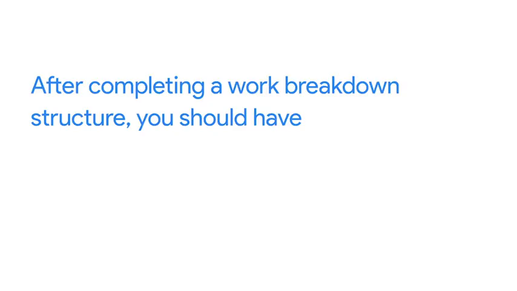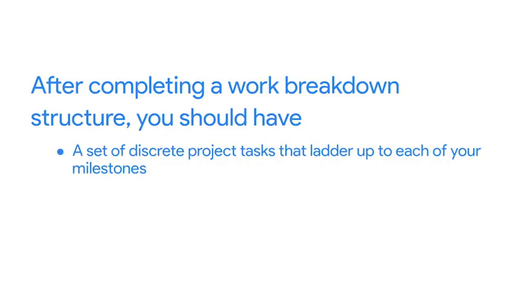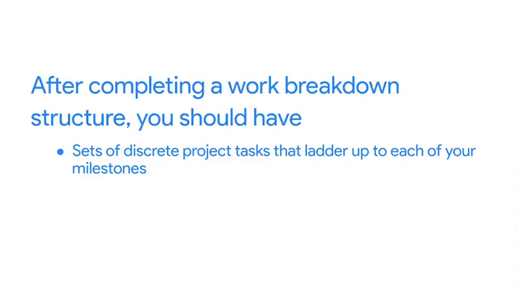Okay, so after completing a work breakdown structure and organizing those tasks in a spreadsheet, a few things should be clearer to you. First, you should have a set of discrete project tasks that ladder up to each of your milestones. You and your teammates will know exactly what needs to happen to reach your first milestone, and the milestones after that. Second, you're now in a good position to assign those tasks to members of the project team. Each person should have a clear understanding of the tasks they own and the order in which they need to complete them. Let's break down how to assign tasks.